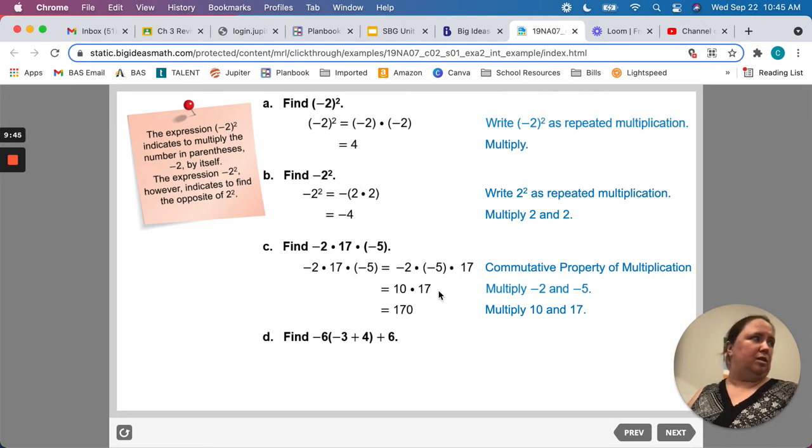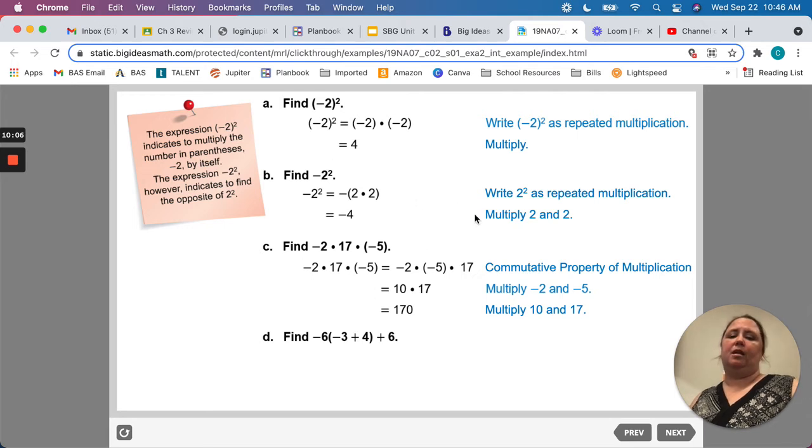I bet you this is what you did in your head, Ricky. No. What'd you do? So first, I multiplied the -5 times the 17. That gave me -85. And I multiplied the -85 times the -2, and I got 170. Okay. Big brain. He likes to do it difficult, but that works. You can do it in that order. All right, so let's do the last one.